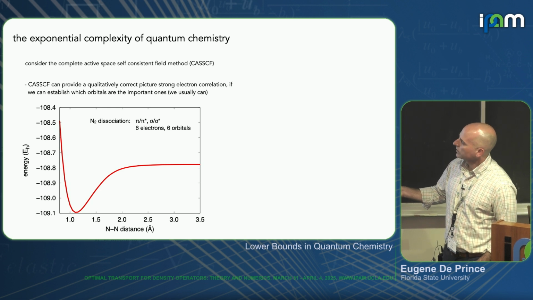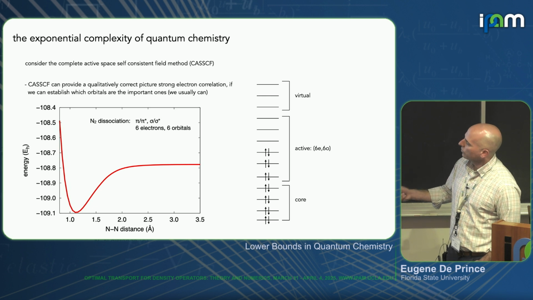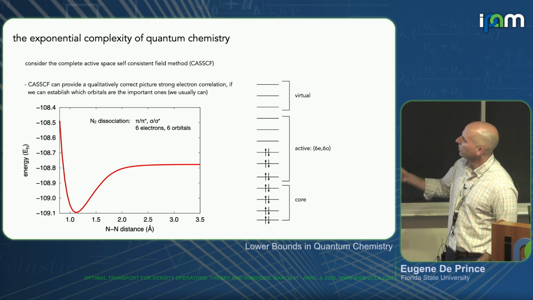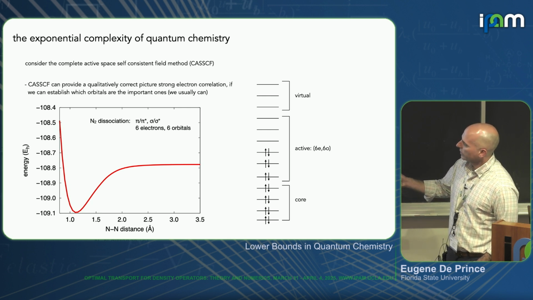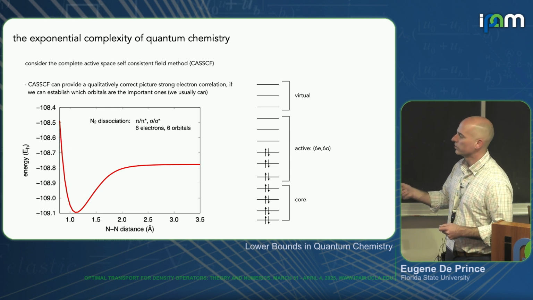So this is an example of a dissociation of molecular nitrogen. I'm breaking 3 bonds here. And to describe this curve correctly, you need to include at least the 6 electrons that are involved in those 3 bonds. In CASSCF, what you do is partition your molecular orbital space into regions that are not important for the chemistry that's happening and are doubly occupied or empty, and then where all of the action happens. We call this the active space. The way you write down a wave function here is you write down every possible way of distributing these 6 electrons amongst these 6 orbitals, and then put parameters in front of them and wiggle the parameters to minimize the total energy for the system.